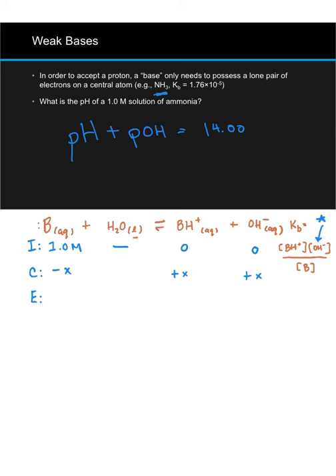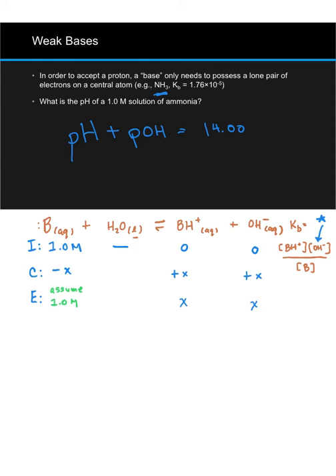We can make a simplifying assumption that at equilibrium, we've lost so little of our intact base to association that we effectively still have 1 molar. That 1 minus X is so close to 1 that it's effectively, for all intents and purposes, still 1. The concentration of conjugate acid and of hydroxide ion at equilibrium are both X.